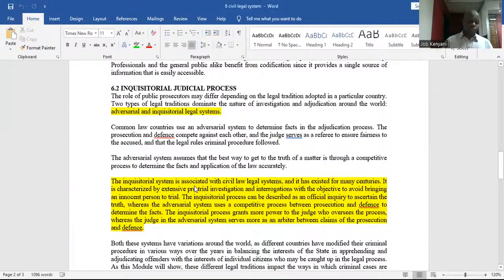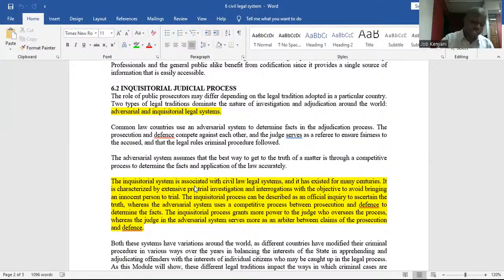So there are two legal systems that we are trying to emphasize here, and that is the main focus of study in this particular unit. We have a civil legal system and a common law legal system. So that is the first thing to notice, that we have a common law legal system and we have a civil law legal system.